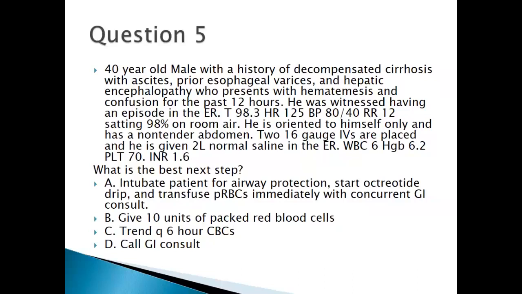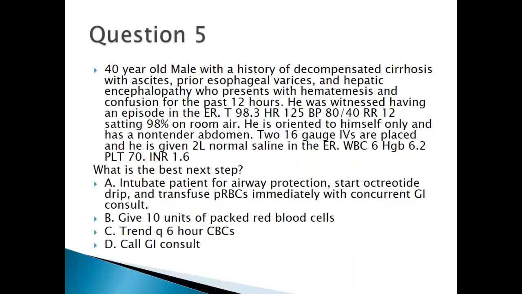You would want to intubate these patients for airway protection, start octreotide, get blood to get that hemoglobin up without over-transfusing. The point of B was, yeah, you might want to give them blood immediately, but 10 units in somebody with cirrhosis can worsen their portal hypertension and potentially worsen the bleeding. So less than 10 units or less than a massive transfusion protocol.